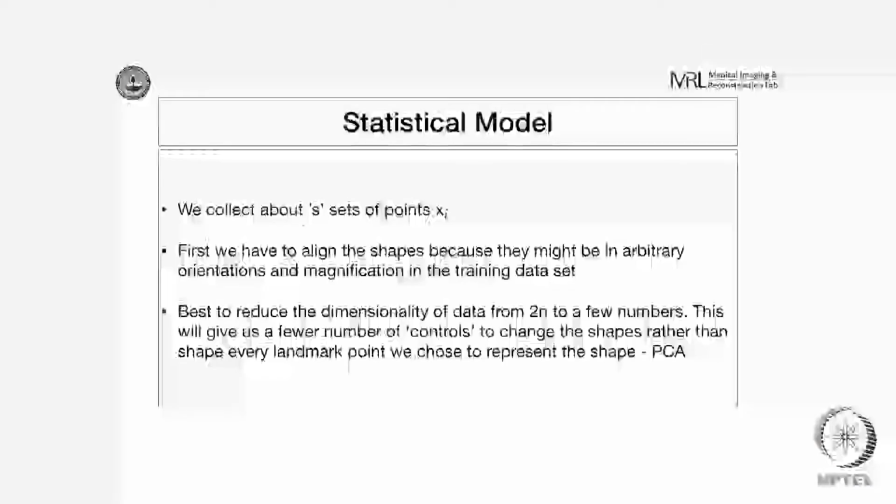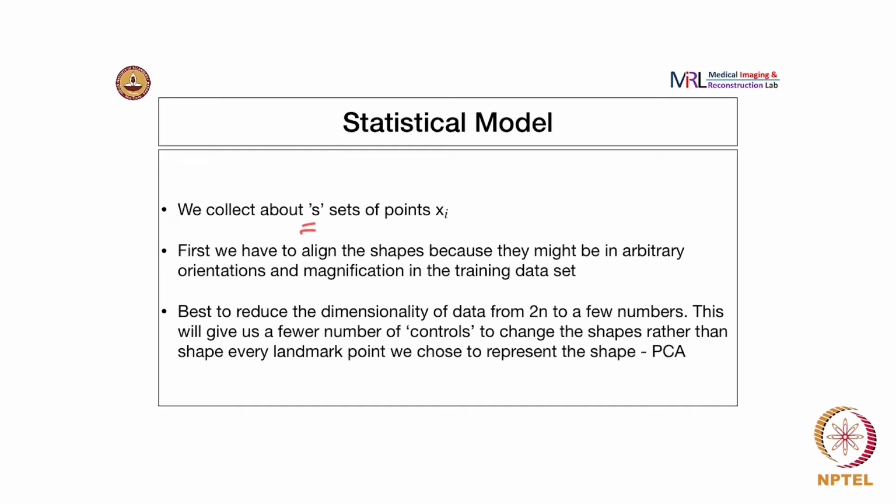So let's say there are N data points in our training data set or example data set. Then the first step we have to do is to align the shapes. Why is an alignment required? Because these shapes may be in arbitrary orientations or pose and magnification, that is scaling, in the training data set. So we don't want that. What we want is a variation of the shape, but we don't want to have them in different poses.